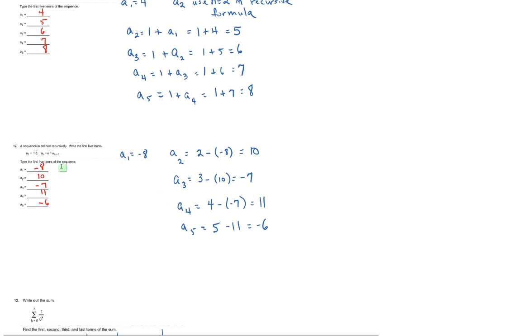Same idea. A sub 1 is negative 8. So a sub 2, here's our function, 2 minus whatever a sub 1 was. So that's a positive 10. A sub 3 is 3 minus whatever a sub 2 was, which was 10. That gives us a negative 7. Negative 7 goes there, so we have 4 plus 7, that's an 11. And then 5 minus 11 is negative 6. So you're just building. The numbers you get go in the next item.